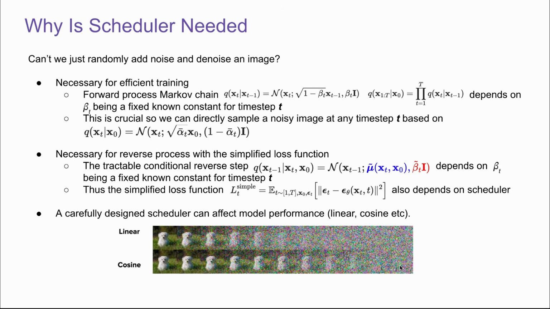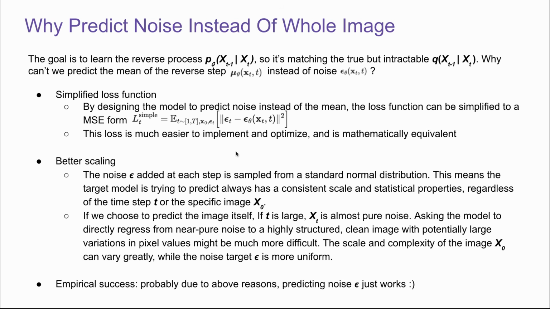And in this case, you can see the reverse process cosine scheduler will show a clearer image compared with linear scheduler. The second question is, why predict noise instead of predicting the whole image? The goal is to learn the reverse process p theta x_{t-1} given x_t. So it's matching the true but intractable q x_{t-1} given x_t. Why can't we predict the mean of the reverse process mu theta instead of the noise epsilon theta?